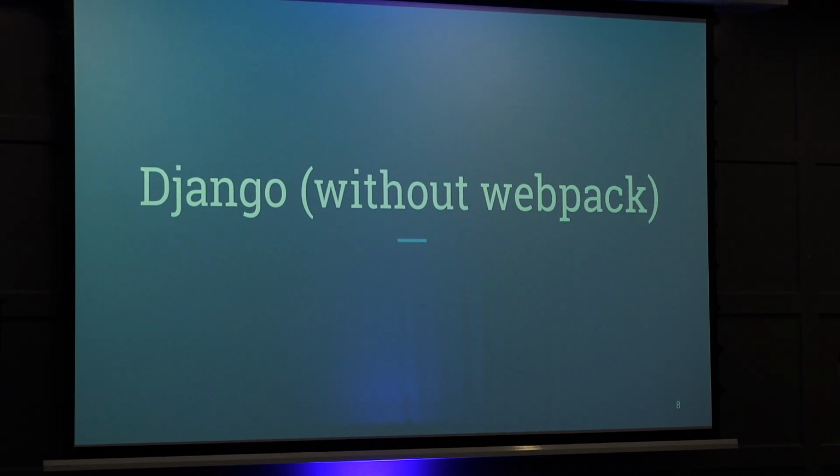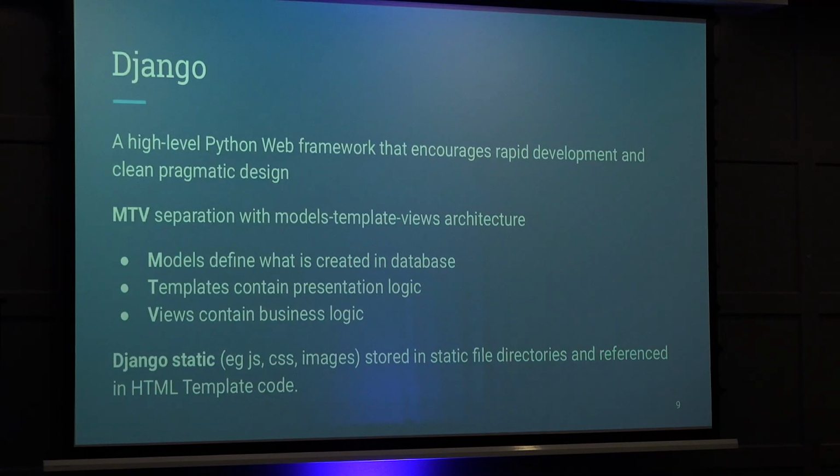So we'll start into the first section. Django, along with Flask, are the 2 most popular web frameworks in Python. And Django would be more of a batteries included approach. It's a high-level Python web framework. It encourages rapid development and clean, pragmatic design. And it follows the MVC, Model View Controller, architectural pattern. In Django's case, it's MTV, which is Model Template View architecture. So the models define what is created in the database, then the templates have the presentation logic, and the views contain all the business logic. For the talk today, we'll mostly be focusing on Django static, which is JavaScript, CSS, images, which is referenced inside the HTML templates.